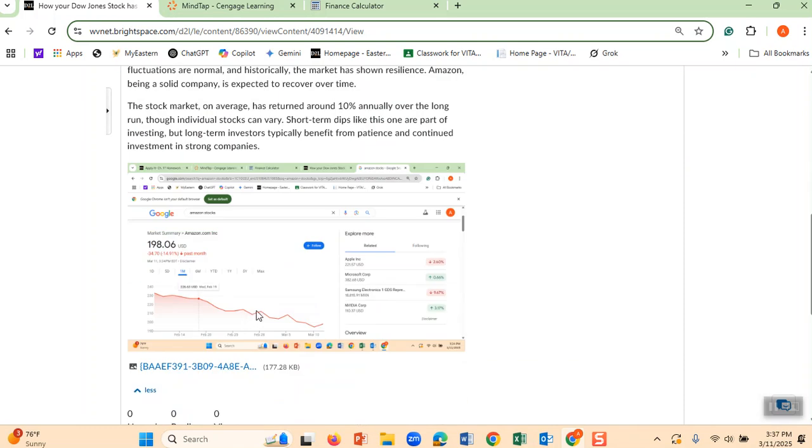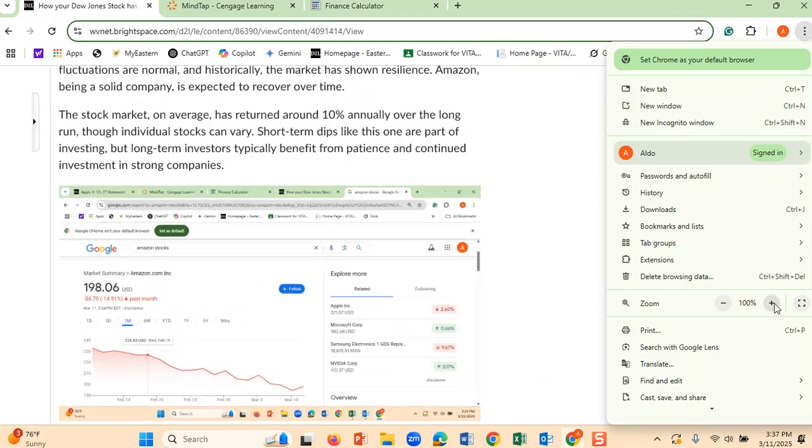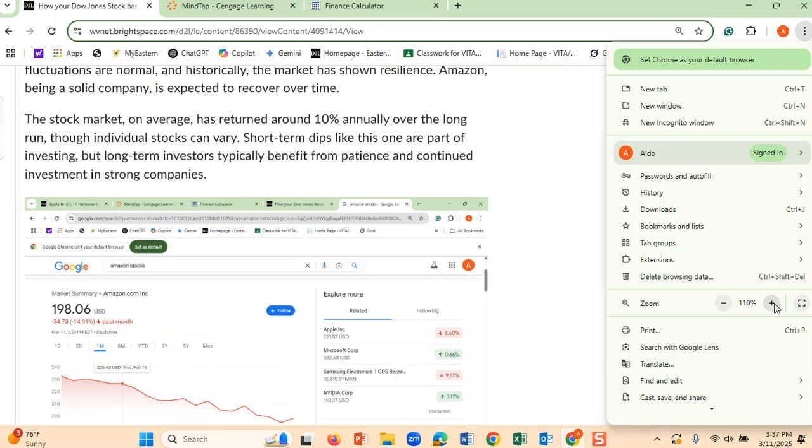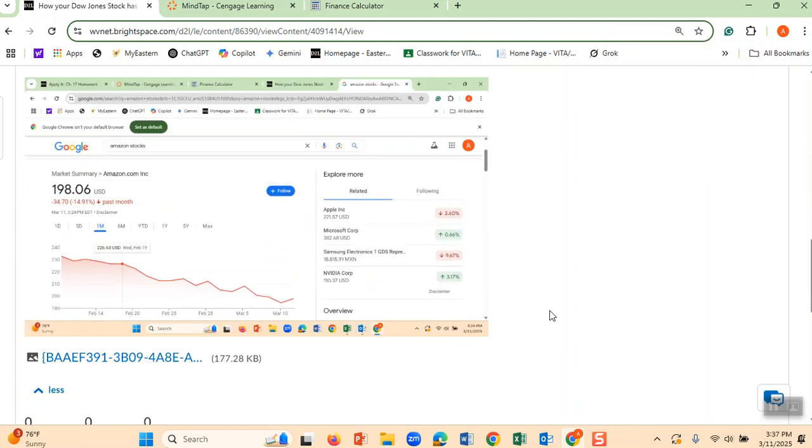I have done this regarding my stock, which is Amazon. Let me make it a little bit bigger. You see how it has been doing. If you look here, Amazon, a month ago, was 230. And from 230, it dropped all the way to 198 today. It has lost almost 15%. Let me tell you how I got this chart.